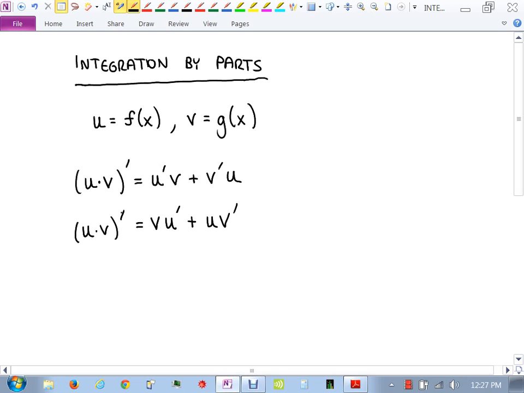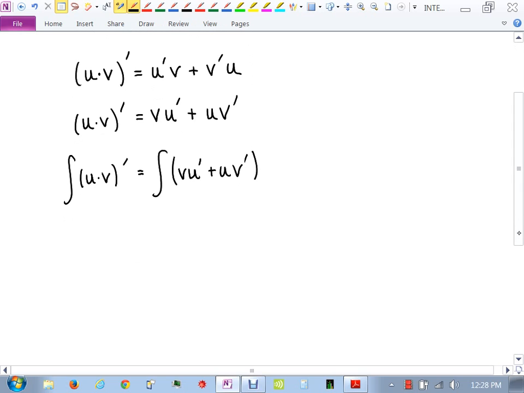Now, from here, what I'd like to do is take the antiderivative of both sides of this equation. So what's the antiderivative of u times v derivative? And then what's the antiderivative of the whole other side? So let's write it down first, then we'll talk about it. For the left part, what I'm saying is, take u times v, take its derivative, then undo that. So isn't the left side just uv? Yes, u times v.